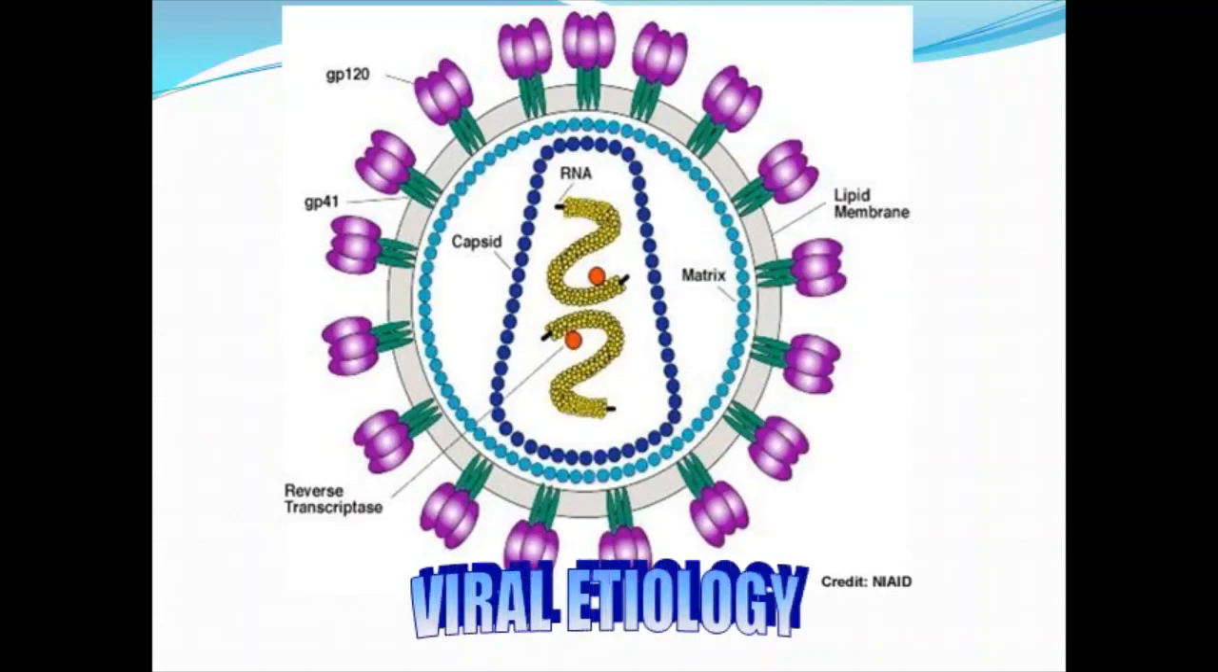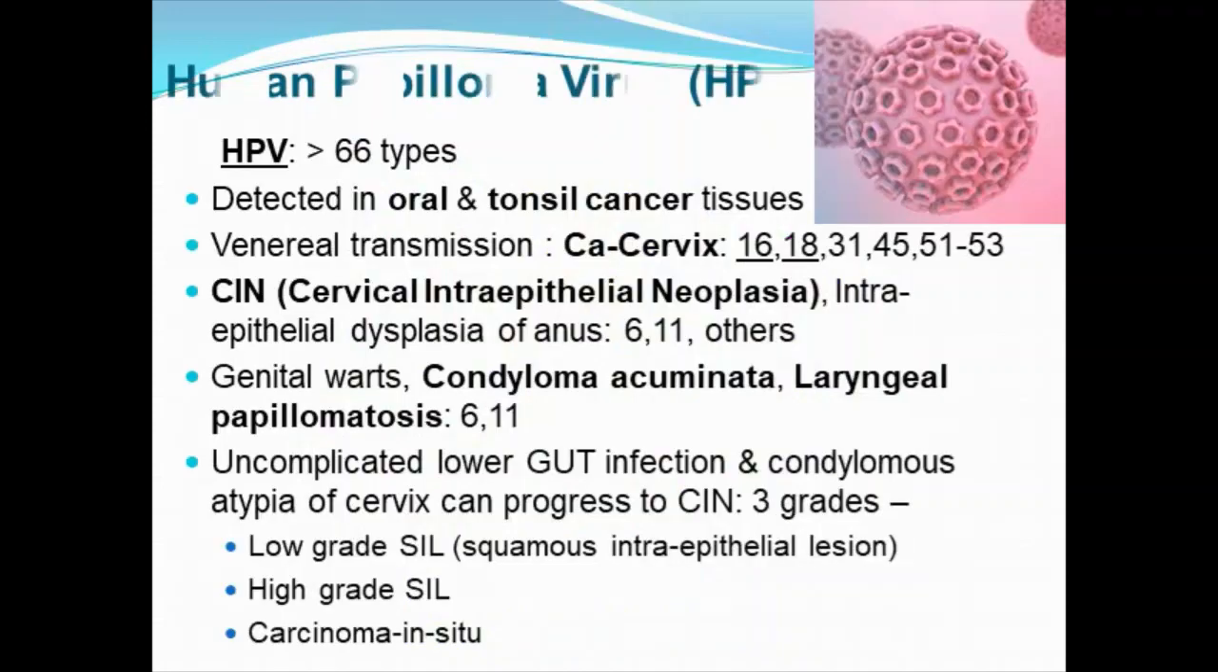So coming to the viral etiology first. Human papilloma virus, or HPV, has more than 66 types. It has been detected in oral and tonsil cancer tissues. Venereal transmission usually occurs; it is sexually transmitted and causes CA cervix.